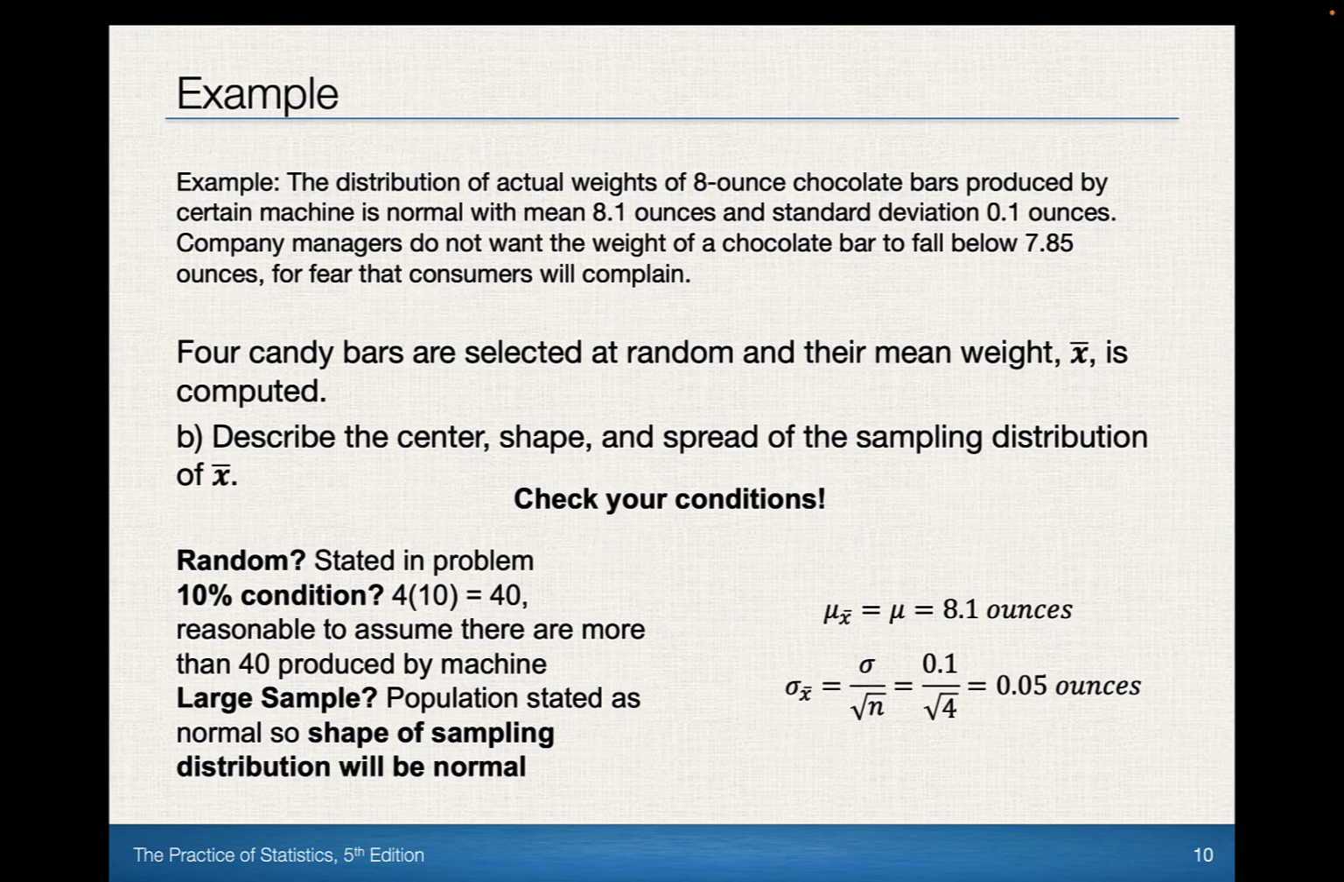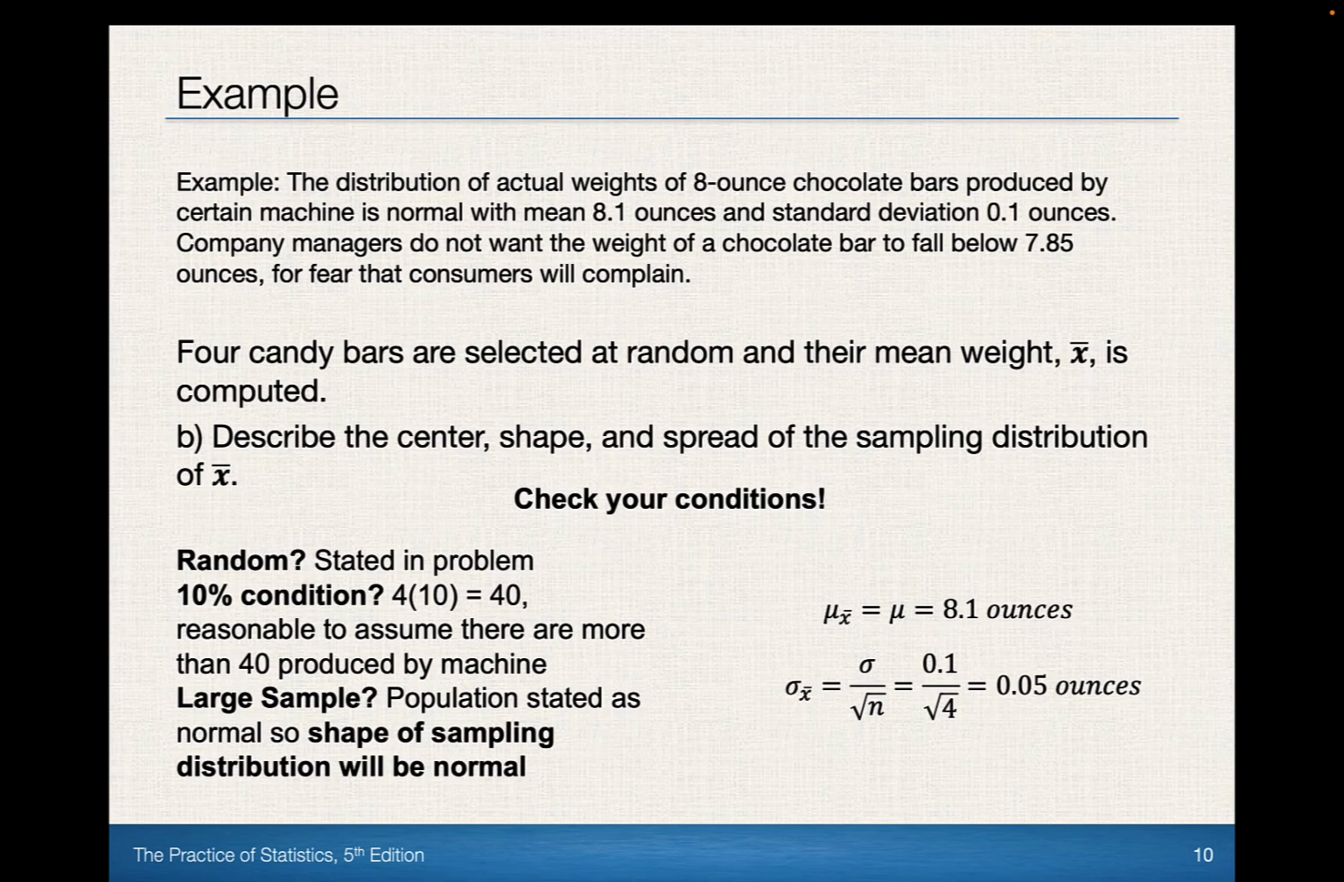Because if we're going to calculate a sampling distribution, then it has to be an unbiased estimator, which means random selection has to have taken place. It has to be independent sampling, which means the 10% condition must be satisfied. And in our case, because we're dealing with sample means, we're going to check something called the large sample condition. Now, in this case, we don't need a large sample because the population was stated as normal. So regardless of the fact that we're dealing with a sample size of 4, we can assume that the sampling distribution will be normal because the population was normal.